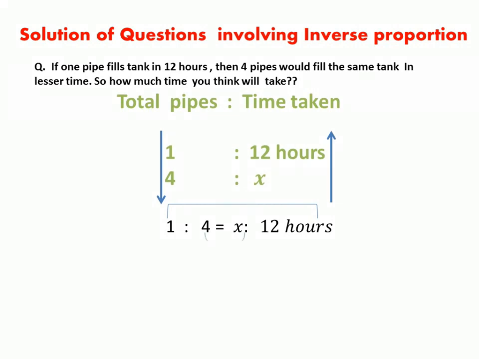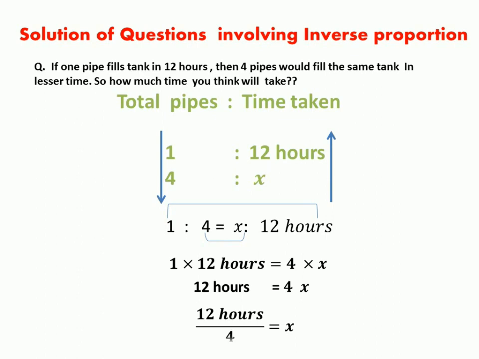According to this, 1 will be multiplied by 12, which will be equal to 4 multiplied by x. So 12 hours will be equal to 4x. 12 hours will be divided by 4 in order to isolate x. Let's divide 12 by 4. 4 times 3 is 12. So the answer of x is 3 hours.